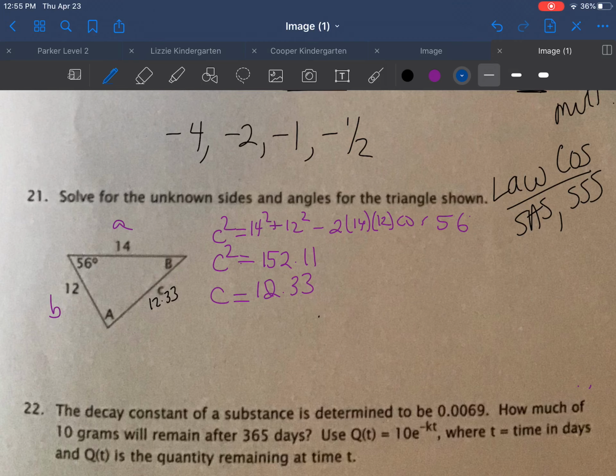So we're going to say, it doesn't matter which one goes on top. I'm just going to follow the answer key in the book. So 14 over, hold on, that's not what I wanted to do. We're going to, oh my goodness, 12. Seriously, this lack of writing 12s is making me crazy. 12.33, that's the side length of C, over sine of 56.